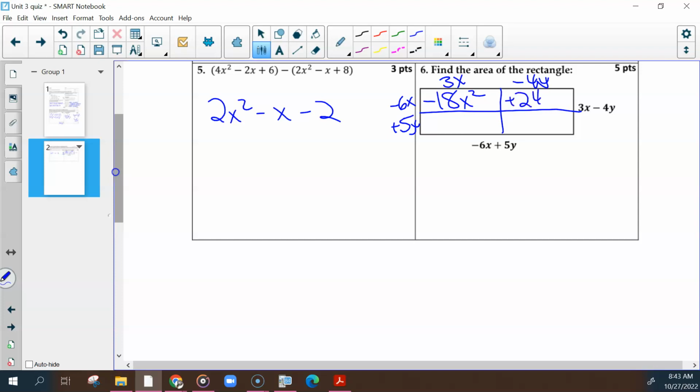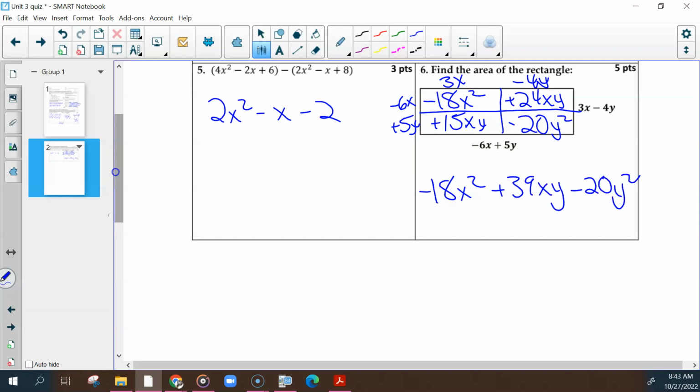This would be a positive 24xy, because one has x, one has y. A positive 15xy, or yx, doesn't matter. And then a negative 20y squared. Then you had to combine your like terms. So ABC order, x comes first, then our xy's, then our y squared. Do we have any questions on that one?